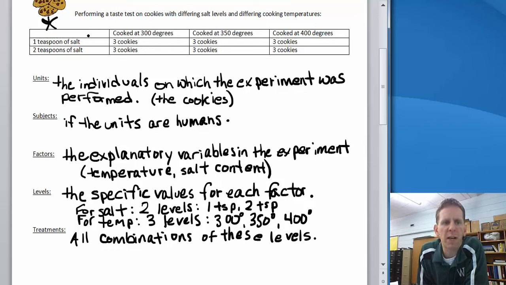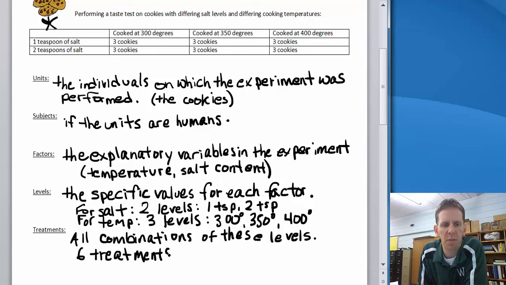The treatments are all combinations of these levels. If you have multiple factors, it's nice making a table like this because it sort of diagrams out how many different treatments there are all together. Because we have 3 temperatures and 2 different salt contents, you'll notice that there are a total of 6 treatments in this case.